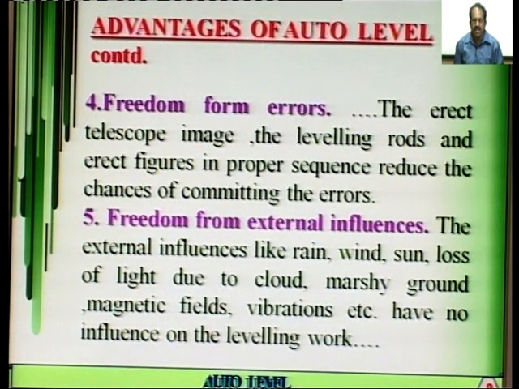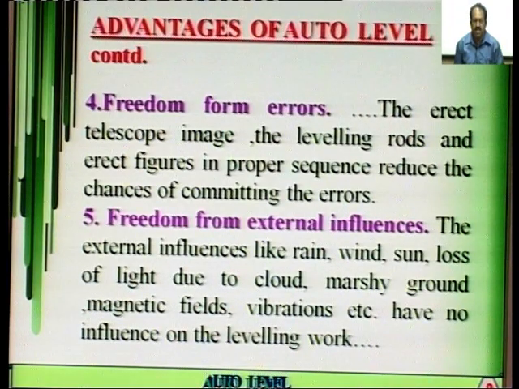Next is freedom from errors. The erect telescope image, the leveling rods and the erect figures in proper sequence reduce the chances of committing errors. You must have seen in the readings, when we take readings with the normal staff, we see the reverse image of the object through the telescope. We find the inverted image, but in the auto level we always find the erect telescope image. So, errors are reduced.